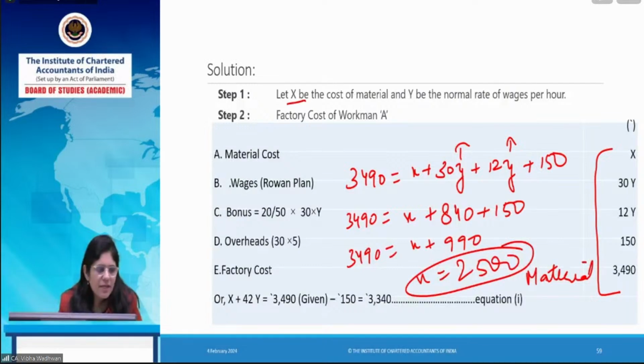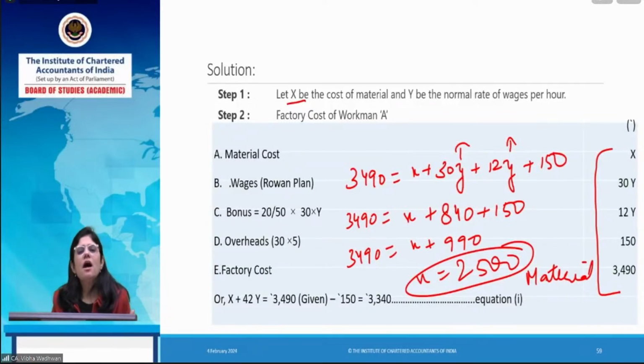Yes, material comes to 2500, but it should come in both the cases, for A also, for B also. Place the value of Y in both the equations and cross check. The X should come. You can place the value in either of the equations. Both should give you the same answer. Good, so that means we are on the right track and we have done the right calculations.